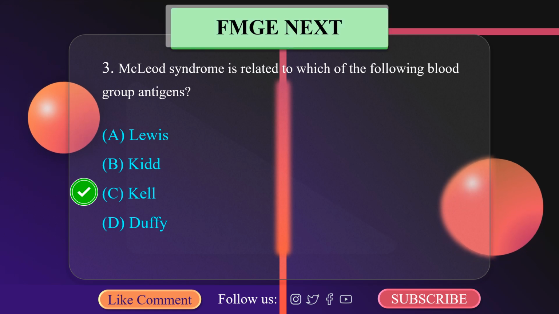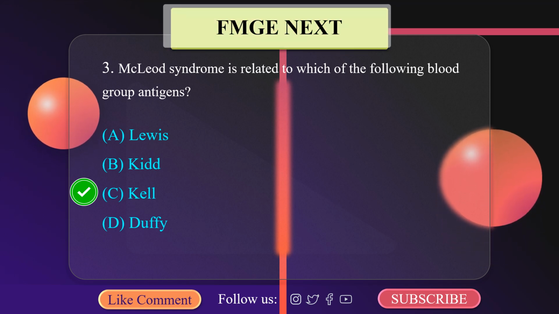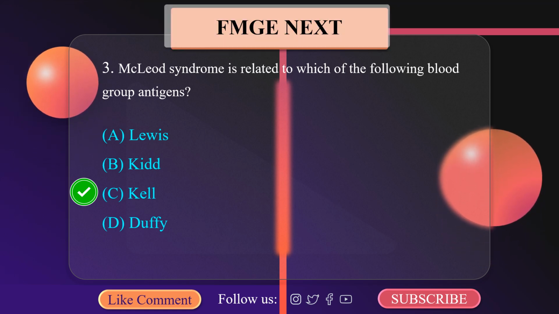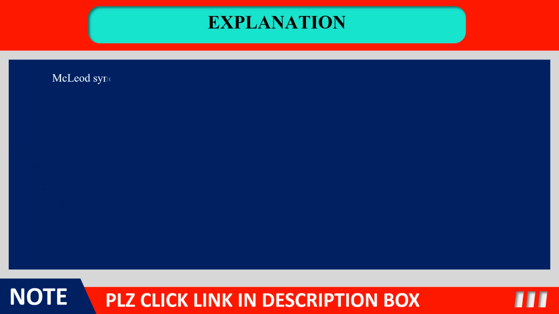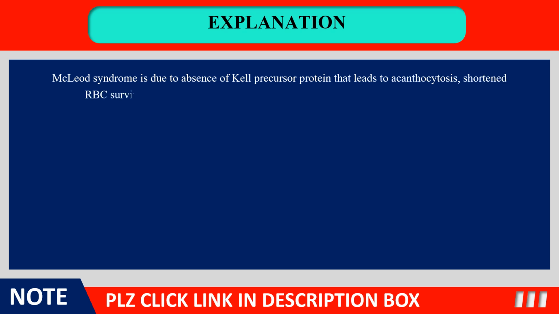It is KEL. McLeod syndrome is due to absence of KEL precursor protein that leads to acanthocytosis, shortened RBC survival, and progressive form of muscular dystrophy that includes cardiac defects.